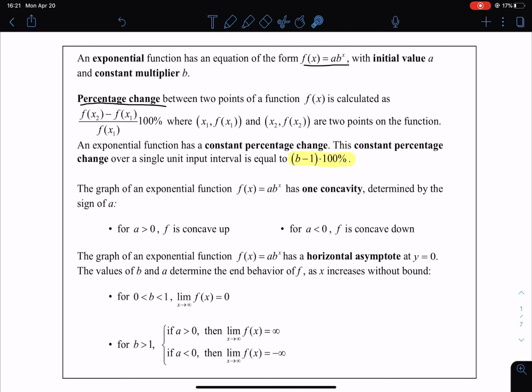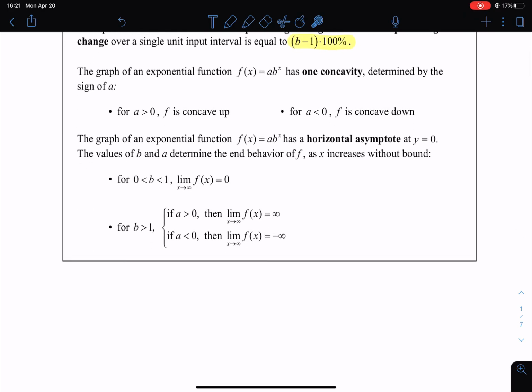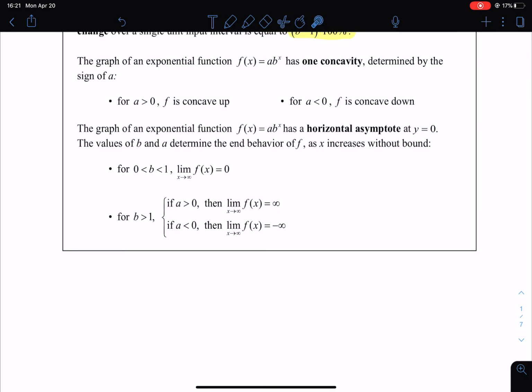B minus 1 times 100%, and this formula will not be given for the test. You have to memorize it. And remember, an exponential function has only one concavity. It is determined by the value of A. If A is positive, it is concave up. If A is negative, it is concave down. And this function has only one horizontal asymptote, that is y equals 0.